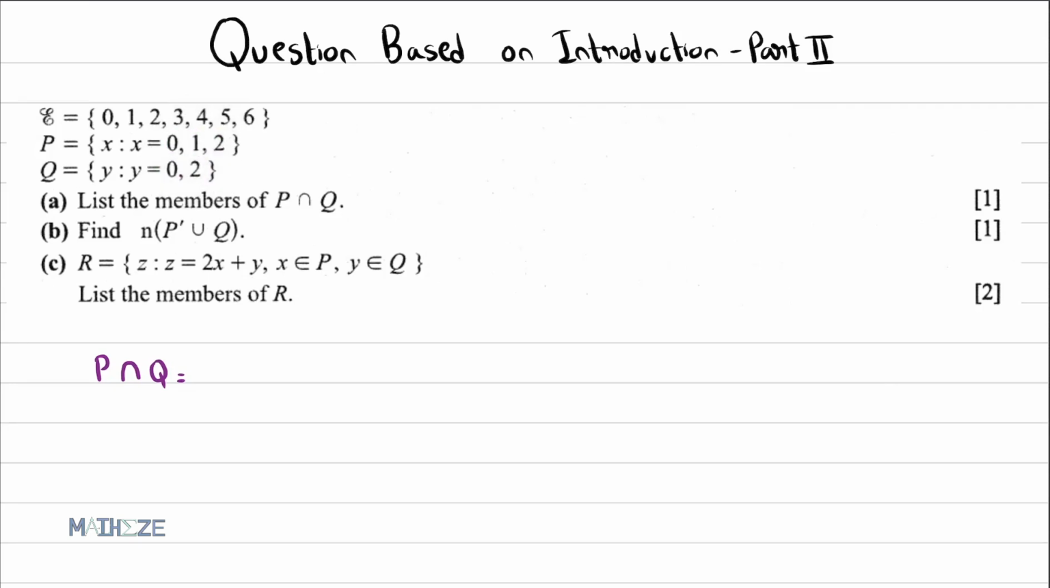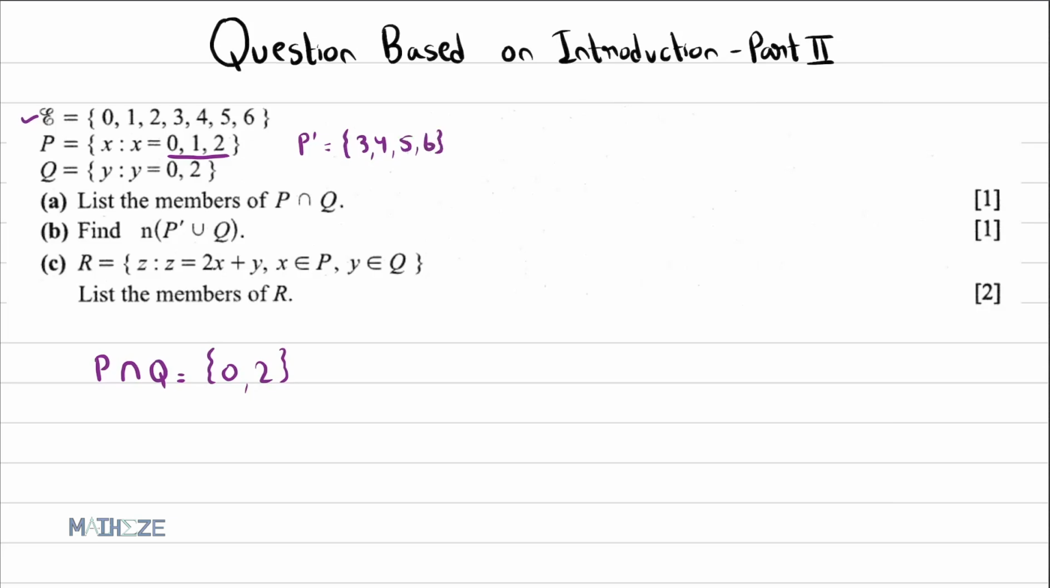So my answer will be 0 and 2. You get till this point. Then it says find P complement union Q. How will you get P complement? All elements that are not present in P but present in universal set. So it's going to be 3, 4, 5 and 6.